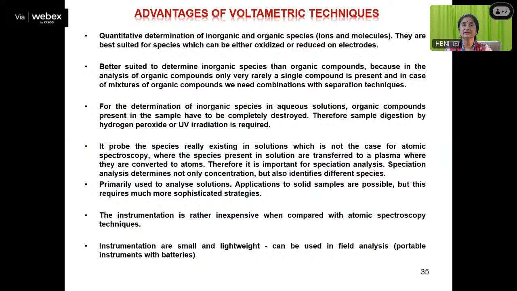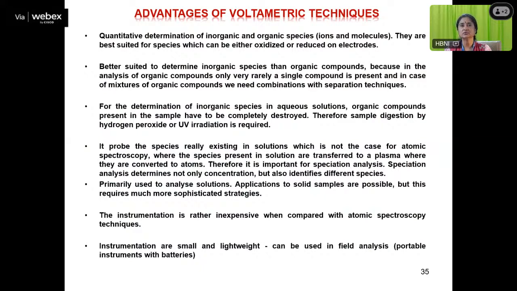It probes the species really existing in solution, which is not the case for atomic spectroscopy, as I have just told in my previous slides. In case of atomic absorption spectroscopy or ICP-OES, you are calculating the total amount of a species, say arsenic or antimony. For antimony, you are calculating the total antimony concentration in a sample. However, if you are doing it properly, then electrochemistry can provide you information about antimony 3 and antimony 5. So speciation is possible.